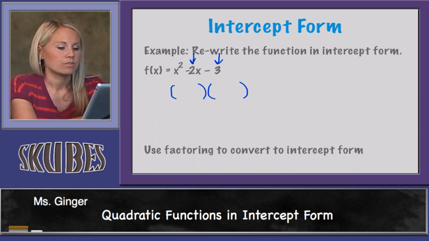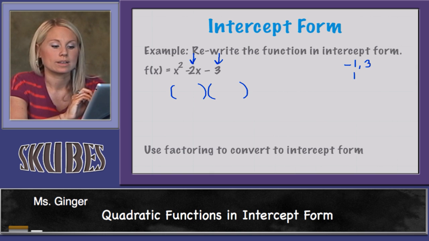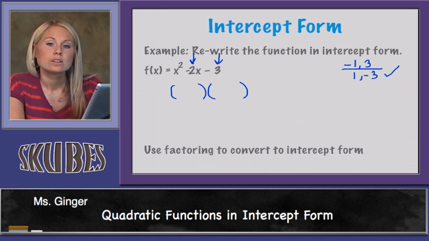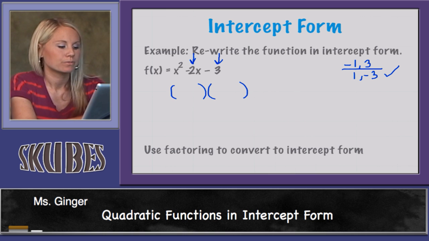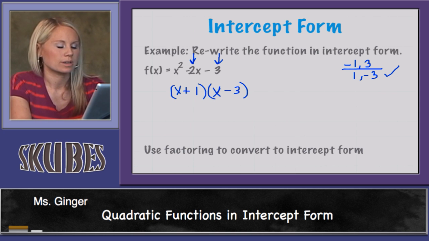That's factoring. So if you think about some numbers that would make a product of -3, that would be -1 and 3, or maybe 1 and -3. And let's figure out which one is going to add together to give me -2. Looks like it's going to be this second one here. 1 plus -3 gives me -2. So that's what I'm going to fill in for intercept form. So I'm going to have x minus each one of these. I'm going to fill in my factors 1 and -3.